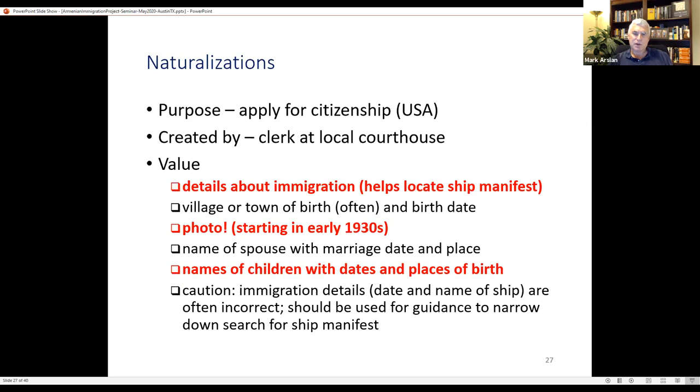The petitions for naturalization, starting in about 1930, list the names of their children with dates and places of birth. And sometimes these might be children who were lost to the genocide, and this is the only place you'll ever see that name and birth date listed. Starting in 1930, they actually had photos on many of the naturalization applications. So sometimes these might be the first record you actually see of what this person looks like. And so what I try to do is copy that photo and attach it to any record that I find in my database for that individual. And I've got about 2,500 records so far.